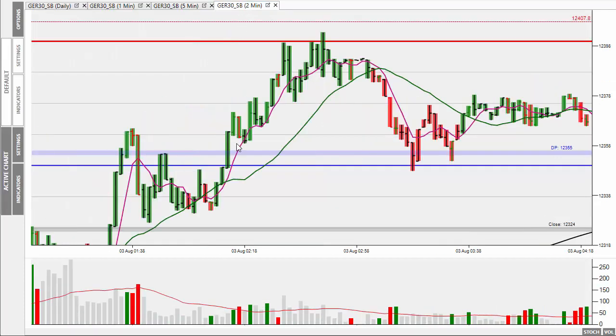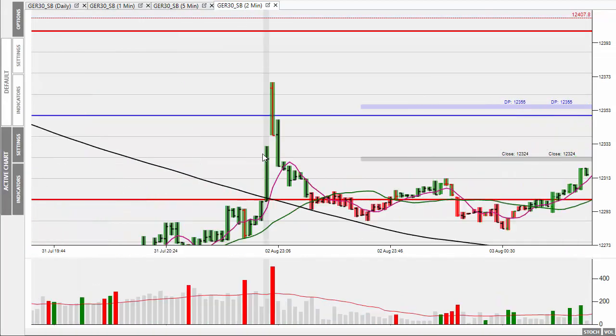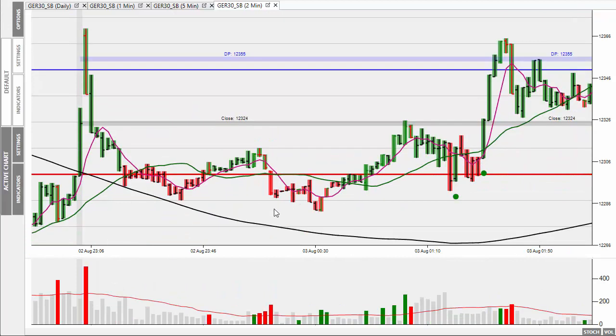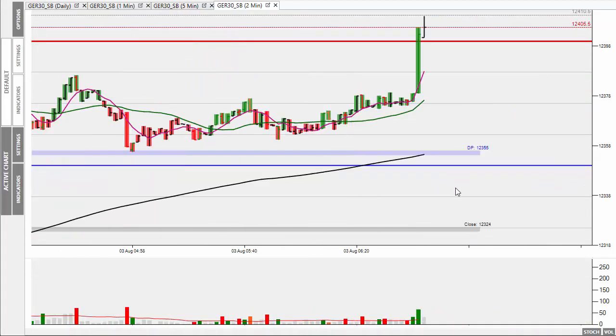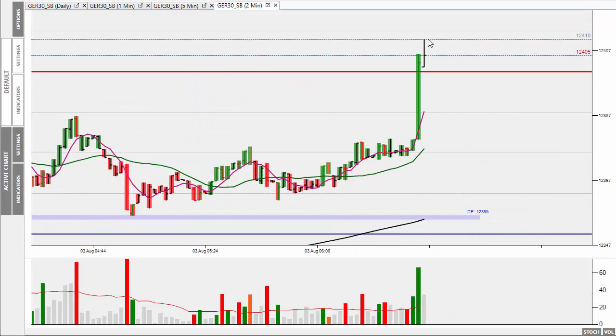Overnight prices have, just bring this forward, you can see the market's opening gapped higher. There was some selling, prices came back and they filled the gap and have moved back up to the DP level. They're also trading above this through the night, and now you can see prices moving higher there as well.